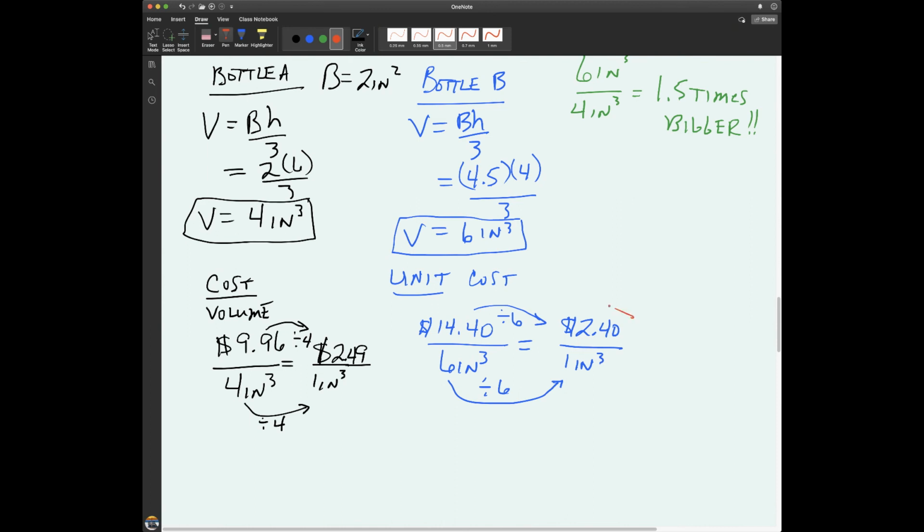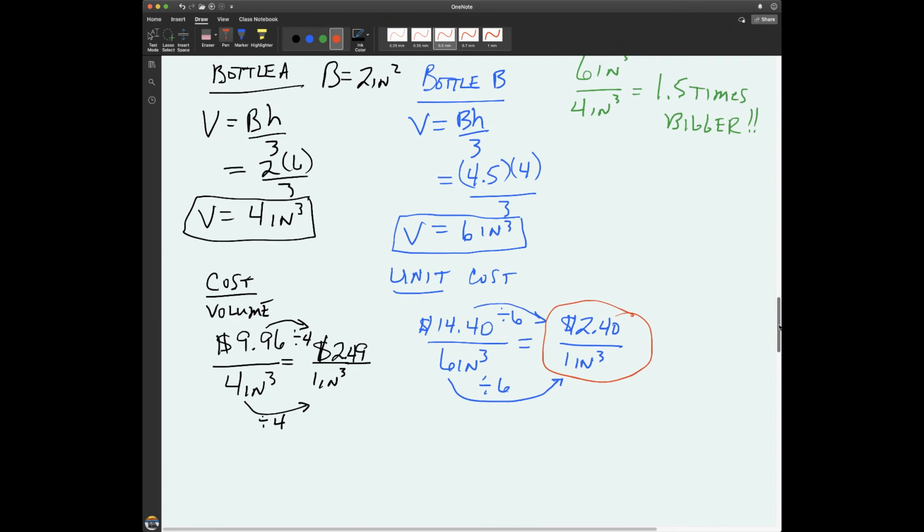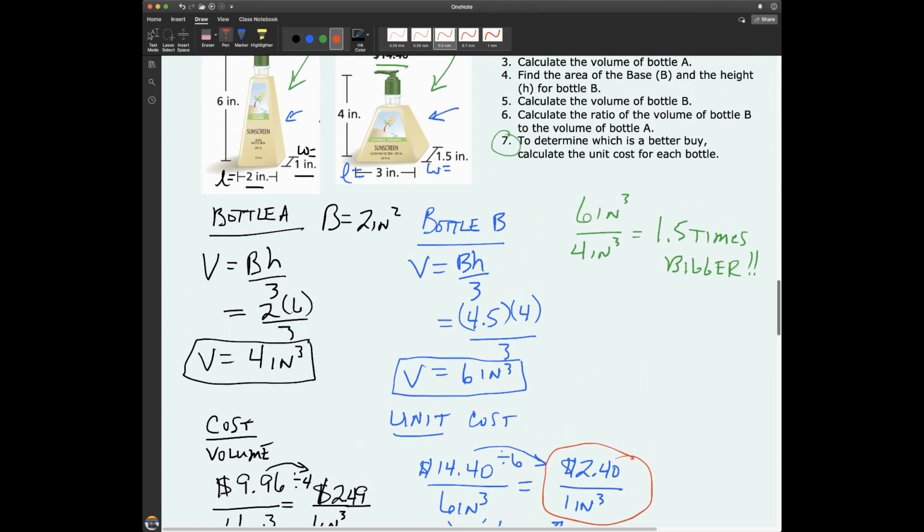Very good. You are now a comparison shopper. All right. So that's the one you should buy because it has a better cost per cubic inch of sunscreen. All right, so that's that problem.